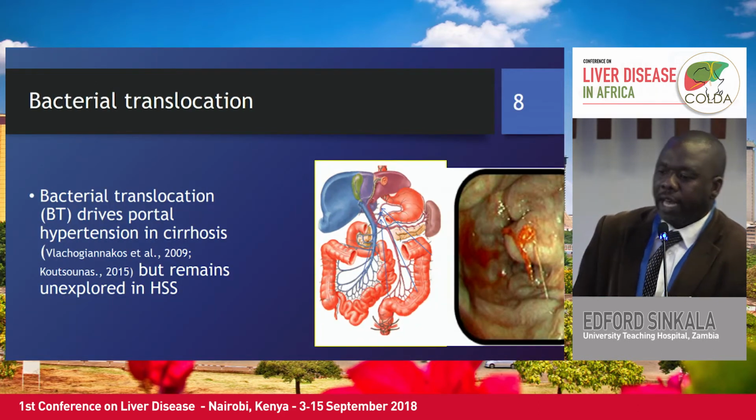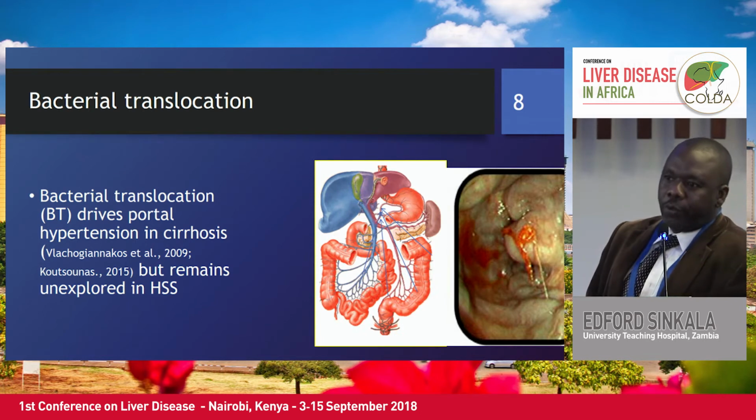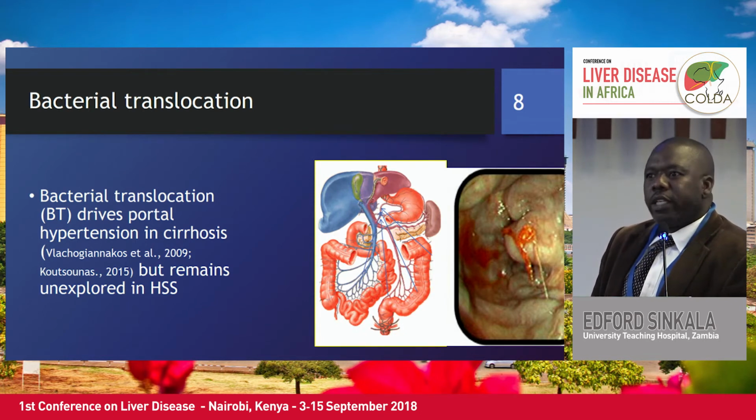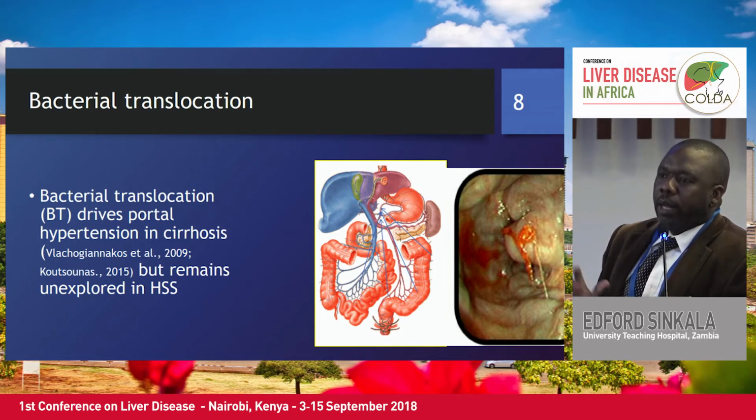Now, I had talked about the new insights. Previously, we didn't actually think that schistosomal liver disease could present with bacterial translocation. But now, over the past few years, we have noticed that this could be true. You see, schistosomal liver disease and cirrhosis are actually similar disease entities.